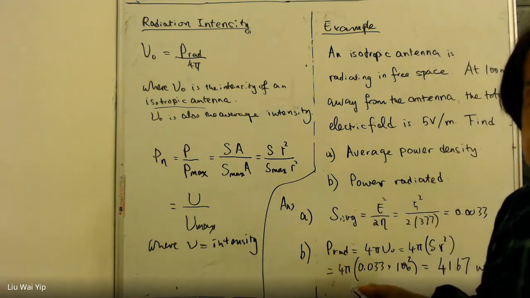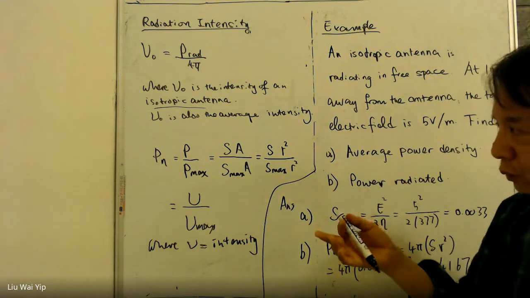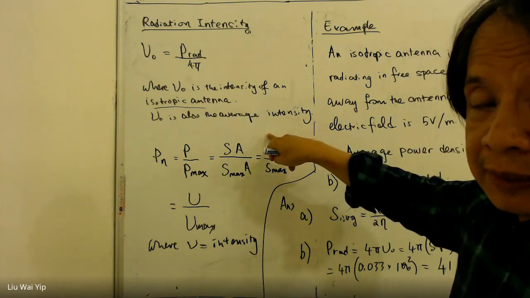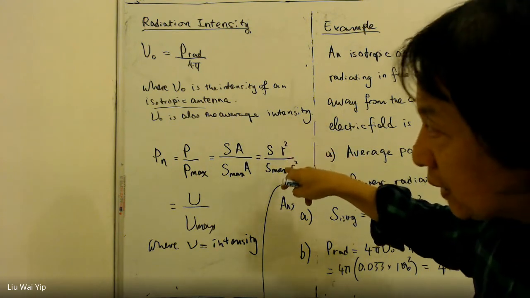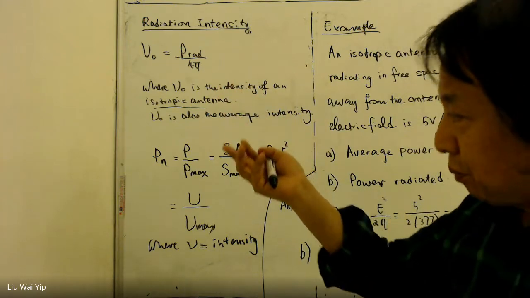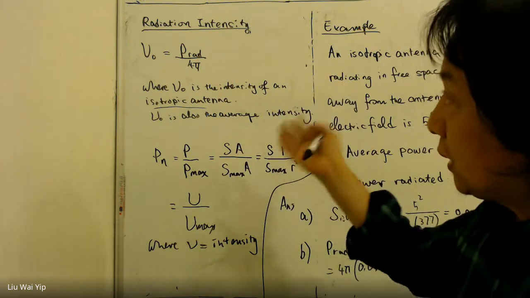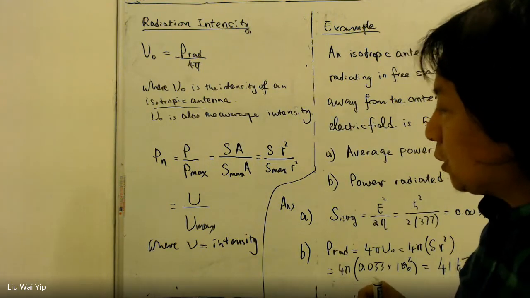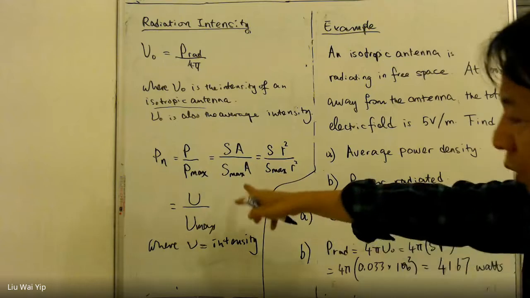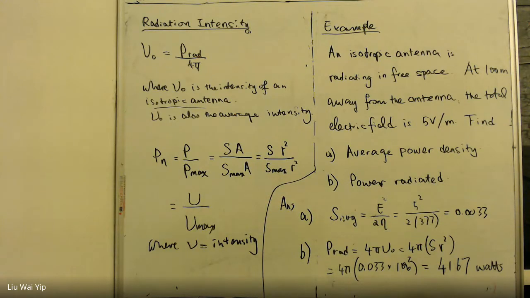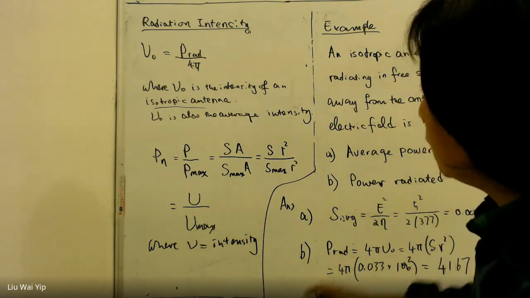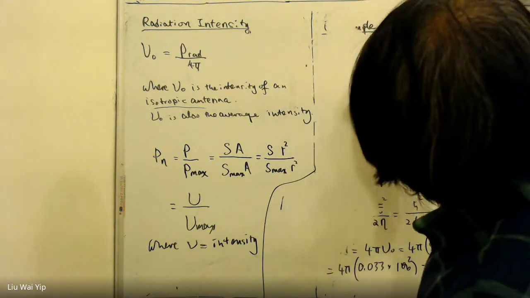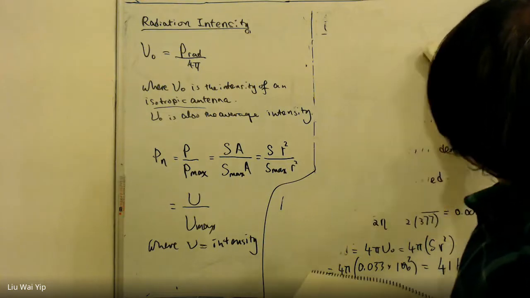In the previous chapter, we learned that the power density times R squared is the intensity, because intensity is the power per unit solid angle. So based on what we have learned, we are going to continue here with some important information: directivity.